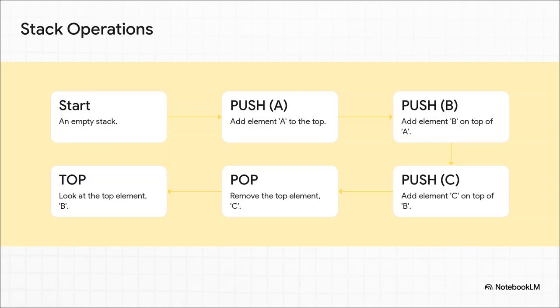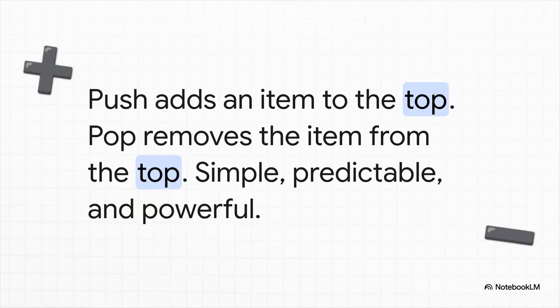And here's the cool part. You don't tell it what to remove. It only knows one move: take from the top. So C is gone. And if you just want to peek at what's on top without actually taking it, that's the top operation. We do that and it'll tell us, hey, B is at the top now. And that's really the whole shebang. Push adds, pop removes, always from the top. It's so simple, so predictable. And that predictability, that's its superpower. That's what makes the stack so incredibly fast and efficient.